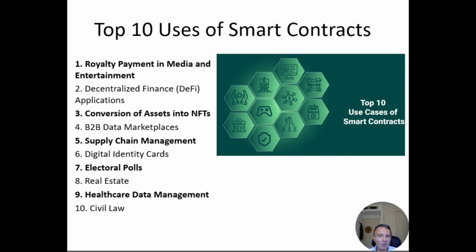In the realm of digital identity cards, an example here would be where an individual uses a blockchain-based digital identity for online services. So a smart contract in this case would verify their identity for service access without sharing personal information, protecting their privacy while ensuring authenticity.